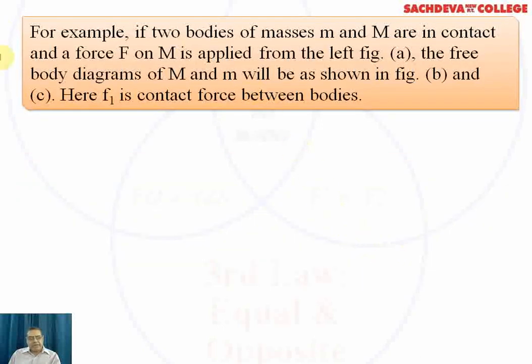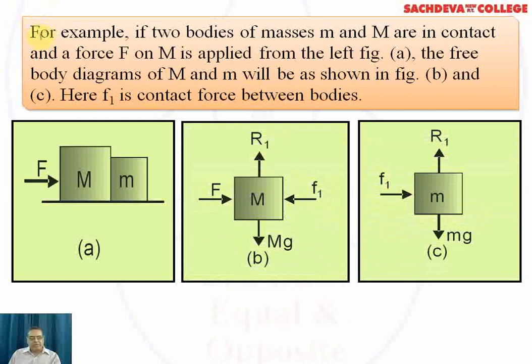This is depicted in the example as well as in the diagram. The first figure, figure A, represents a free body diagram of a bigger mass and a smaller mass, capital M and small m, with forces acting on them. Similarly, figure B indicates the free body diagram of capital M, with R1, mg, F and F1. Similarly, the third figure indicates a small mass, where the normal reaction is R1 and the weight is mg. It is a free body diagram because F1 is acting on mass m.